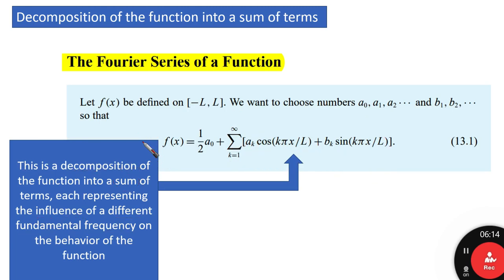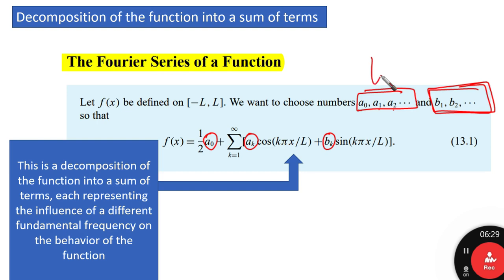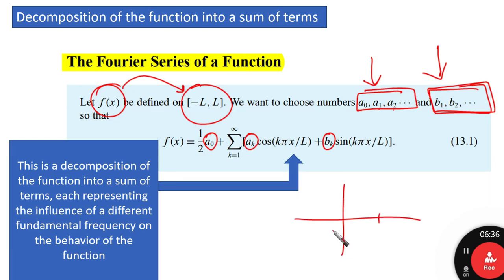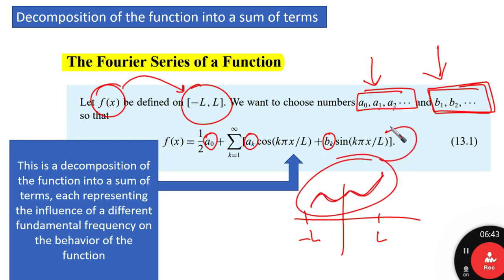So again, to remind ourselves what we want to know: a naught, ak, and bk. We want to know these coefficients: a naught, a1, a2, and b1, b2, b3. Remember well that we need these coefficients to represent this function on this interval, which is any interval from minus L to L. Then we can have any kind of function here, and we want to represent it using Fourier series, by using sine and cosine.